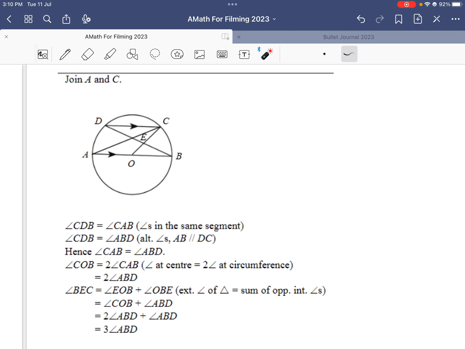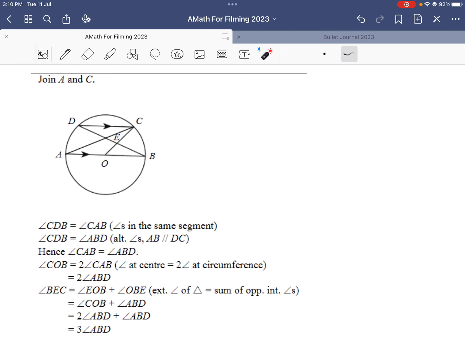First, I join A and C. If I join A and C, what I can say here is that angle CDB, this angle here, is equal to angle CAB. How come? If you focus on C and B, angle CDB and angle CAB are angles in the same segment. That's my first statement. Next, angle CDB is equal to angle ABD. This angle and this angle are equal because these two lines are parallel, so by alternate angles, these two angles are the same.